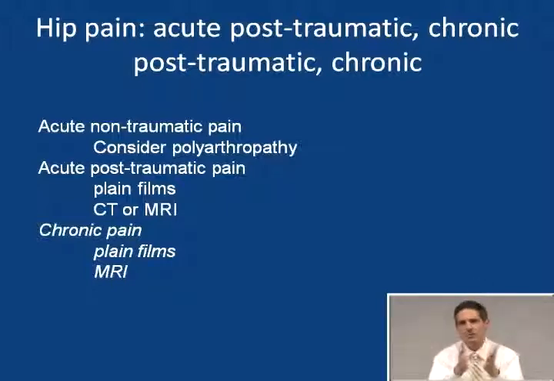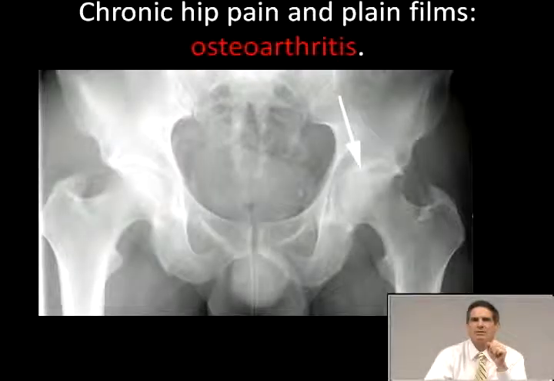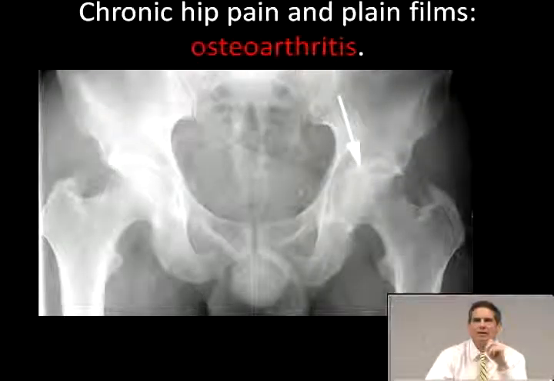Again, x-ray is usually going to be your first imaging choice, and what you're looking for there are things like osteoarthritis, CPPD, gout. Let's see some examples. Osteoarthritis here of the left hip, joint narrowing, osteophytic spurring, the typical findings you'll see in any joint with osteoarthritis.